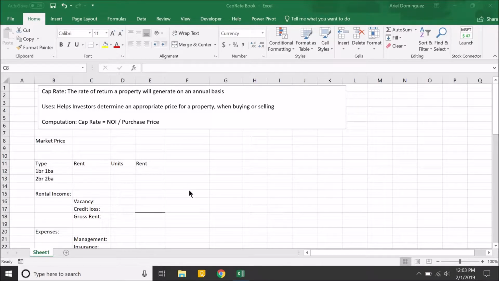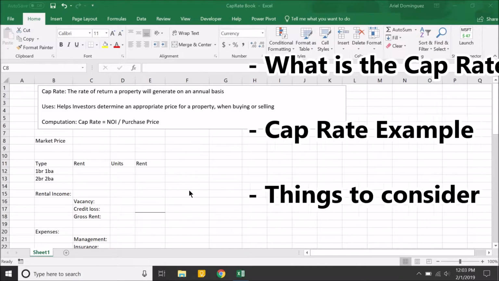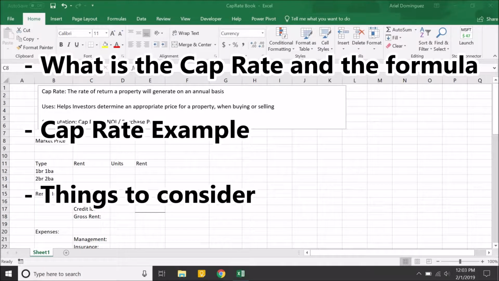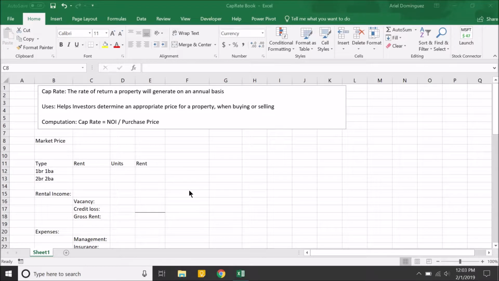The capitalization rate in real estate investing. What is it and how could we use it? In this video, we'll go over the cap rate and its formula, an example of how to get to the cap rate, and some things to consider when using the capitalization rate in real estate investing. So let's get right into it.